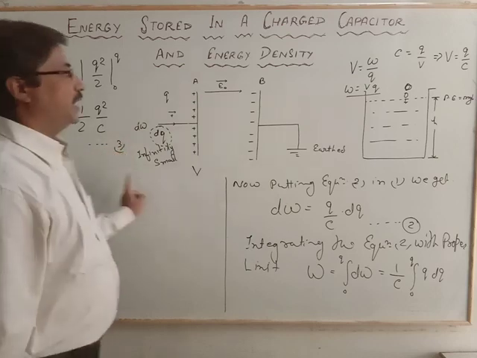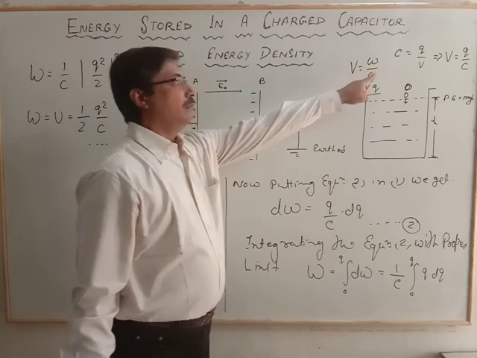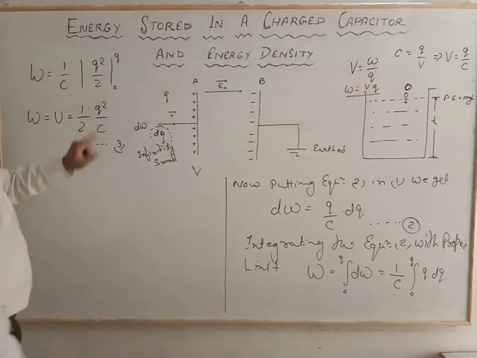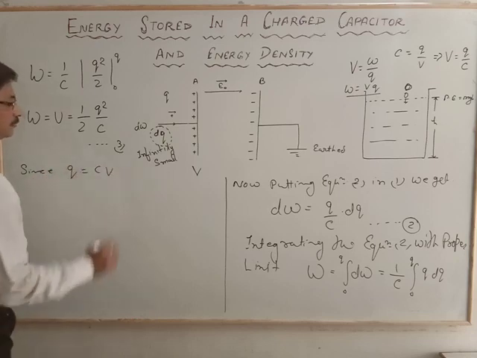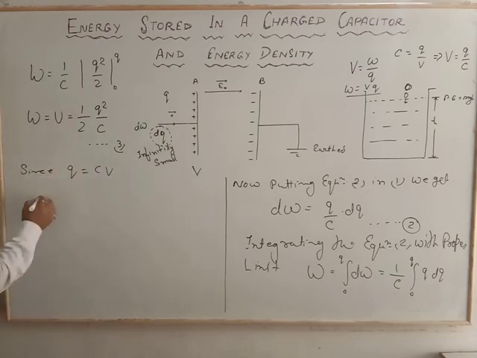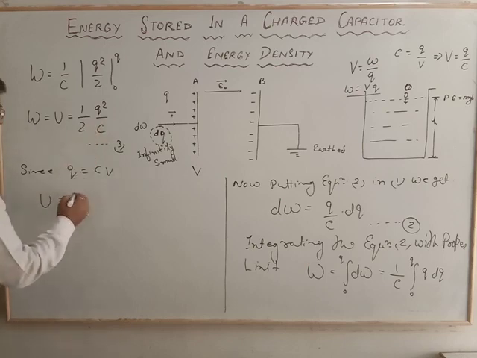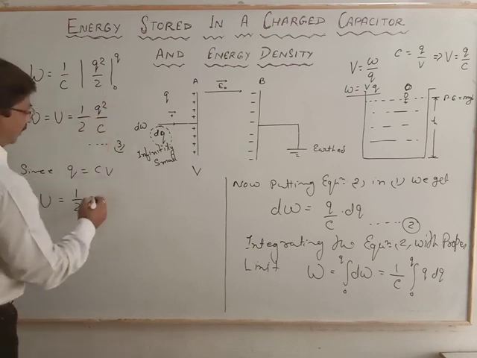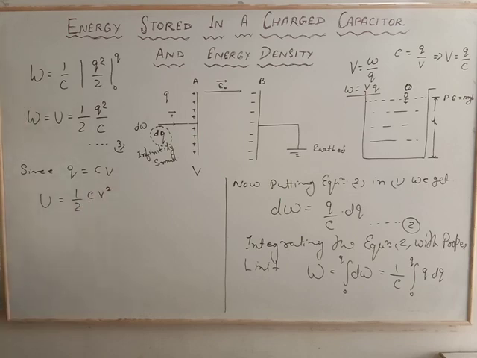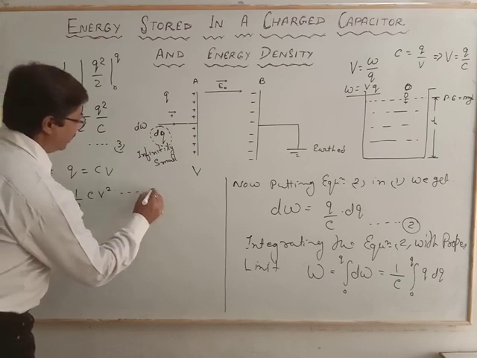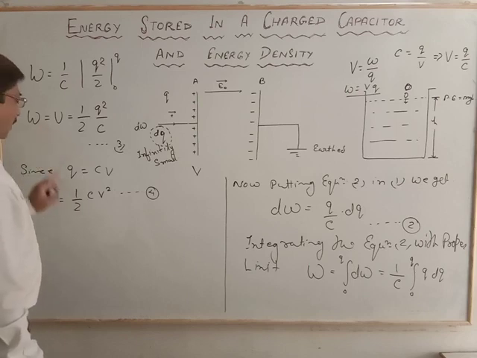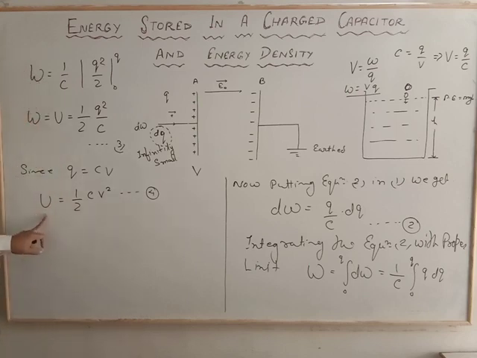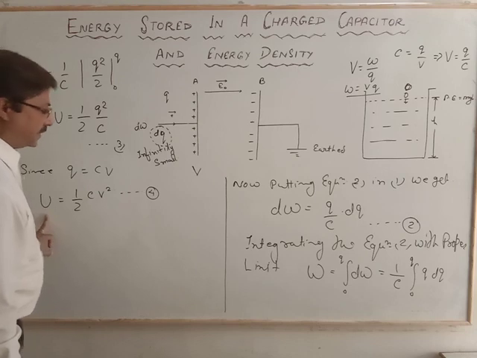Now again we use the relation q is equal to CV. So when we put this, the energy becomes half CV square. In place of q we have substituted this, and that becomes equation number 4. Similarly, this also represents the energy stored in the capacitor.